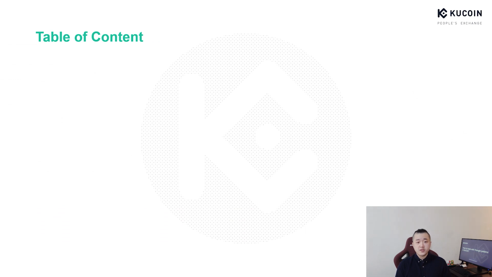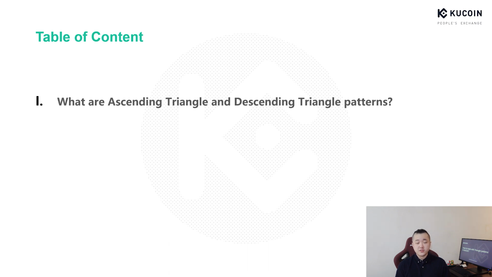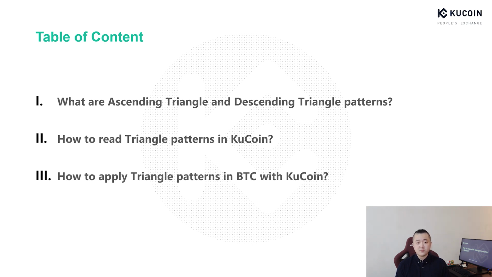Before we start with today's topic, I intend to walk you through the table of contents. Firstly, we will introduce the ascending triangle and descending triangle. Then, we will find these patterns in the Bitcoin trading pair and clarify them with real examples. Last, I will give you some trading tips by applying these patterns to the KuCoin trading interface.